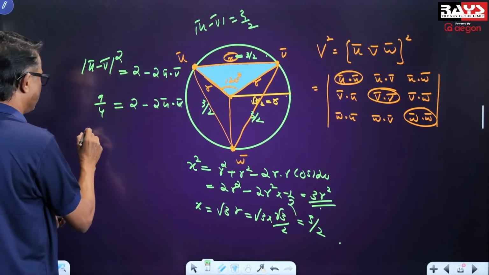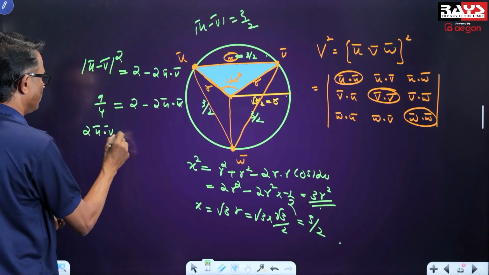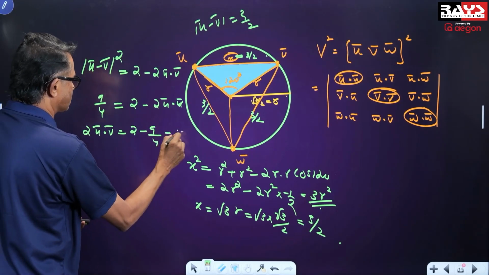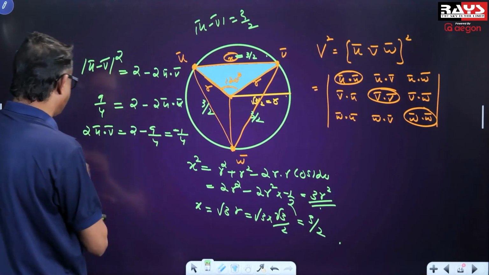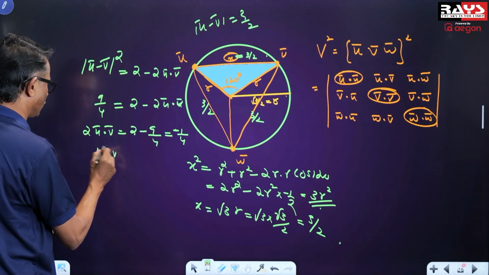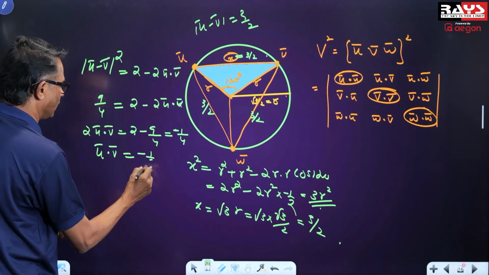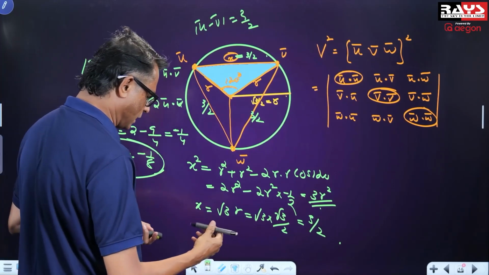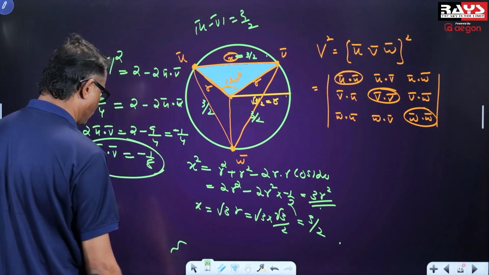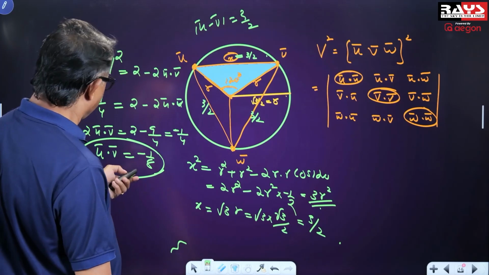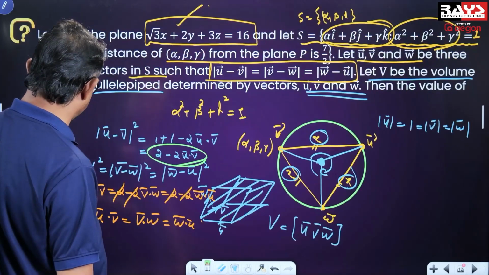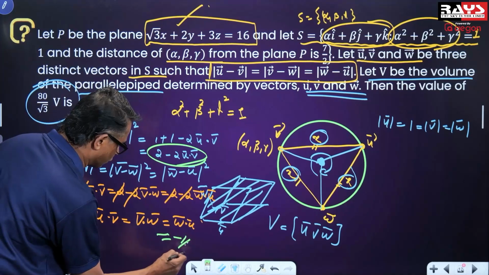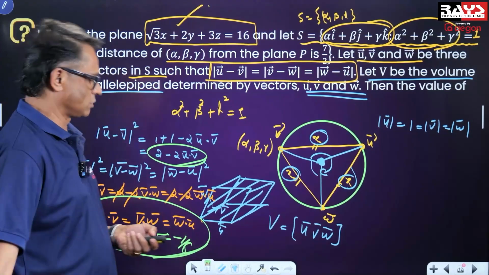So what about u dot v? 2 u dot v is equal to 2 minus 9 by 4, that is 8 minus 9 over 4, which is minus 1 by 4. Therefore u dot v is equal to minus 1 by 8. We know that u dot v is equal to v dot w is equal to w dot u, and all these are minus 1 by 8.